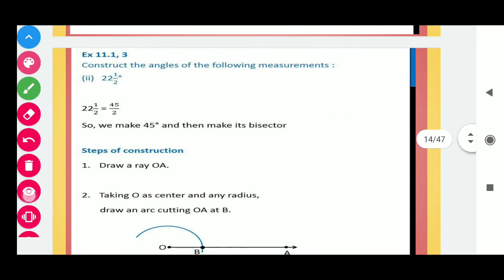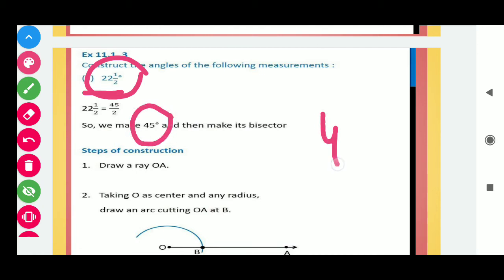Here we have the next question. Now we have to construct a 22.5-degree angle. So students, 22 1 by 2. That means this angle is exactly half of 45 degree. So for that we have to make a 45-degree angle.